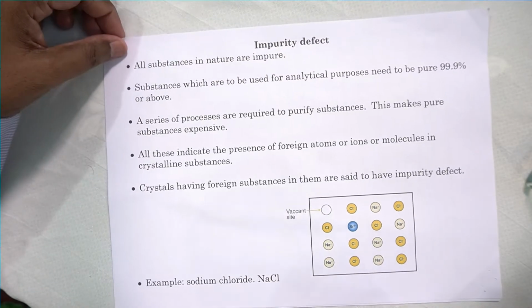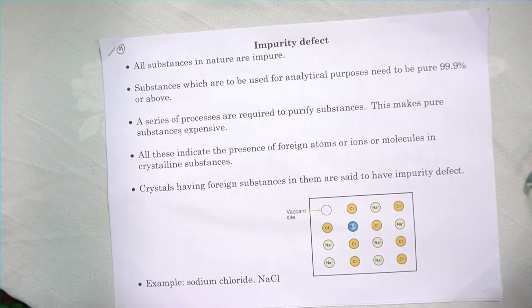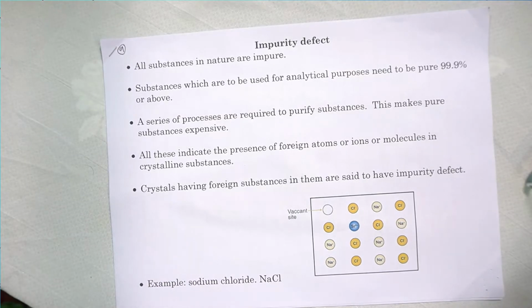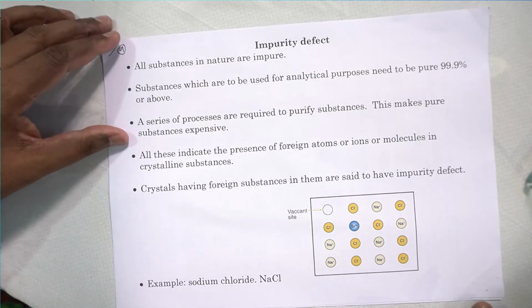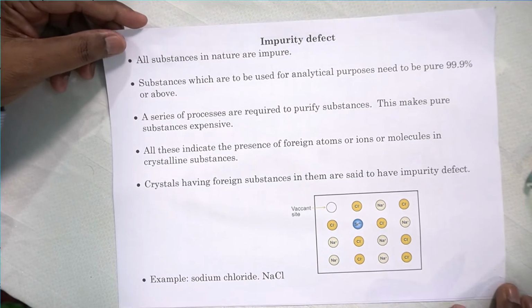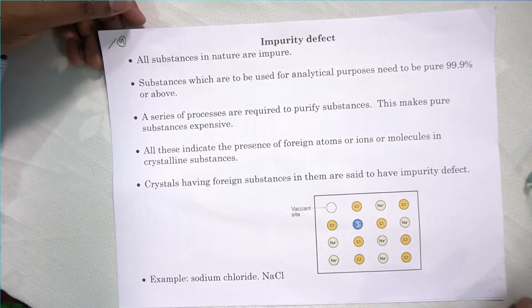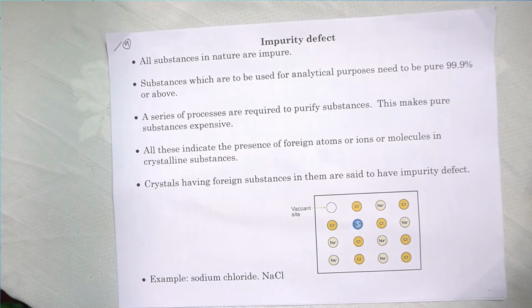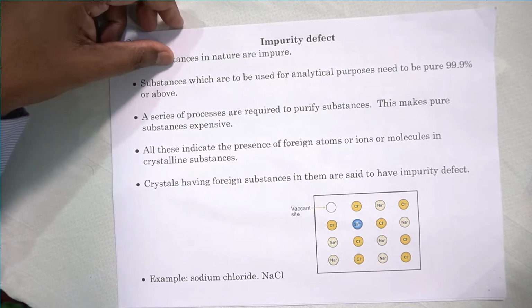All substances in nature are impure, that we already know, that in nature substances always contain some impurity in them. So whenever we require pure substances for analytical purposes, for example an analytical reagent in the laboratory, we need very high grade purity, 99.9% purity. So for that we need to purify. A number of steps of purification is required.